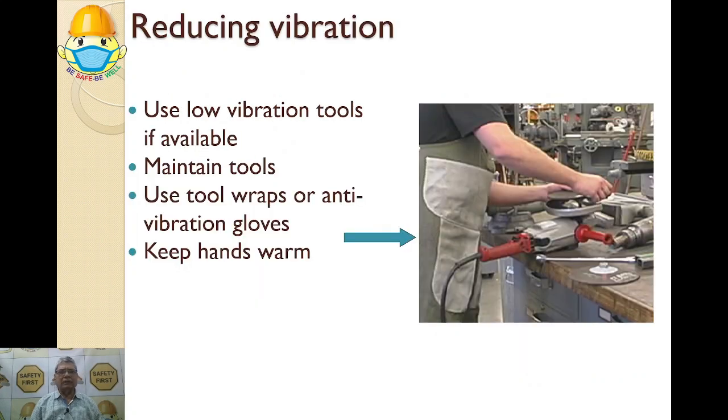So how to reduce vibration? Use low vibration tools if available. So maximum possible, use the tools which do not vibrate much. Maintain tools. If you don't maintain, again the vibration will increase. It's very obvious. Use tool wraps or anti-vibration gloves. Keep your hands warm so that your grip will be proper.